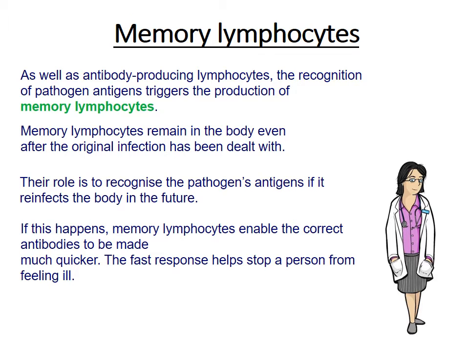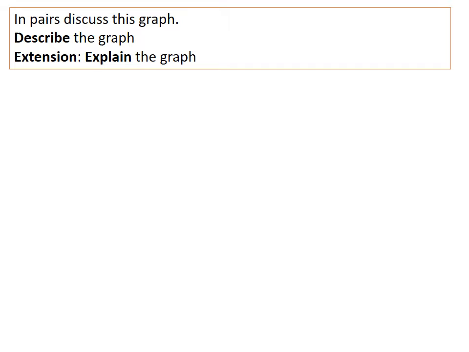That means that the person doesn't get ill, they don't get sick with the disease the second time, and so we can describe that person as being immune. Now, that second time around, remember, we call that the secondary response, whereas the first exposure we call the primary response.